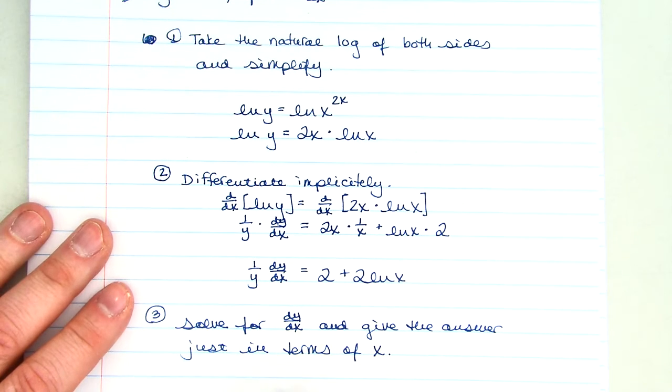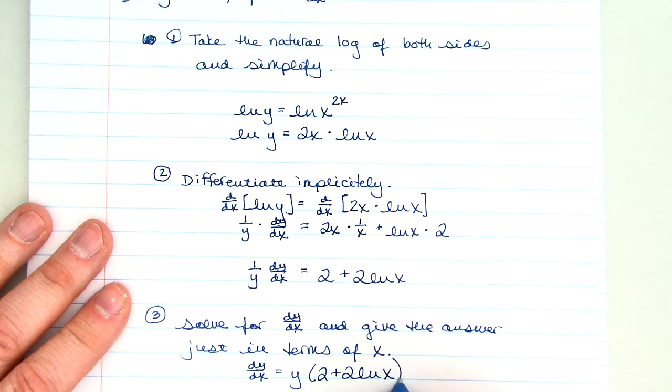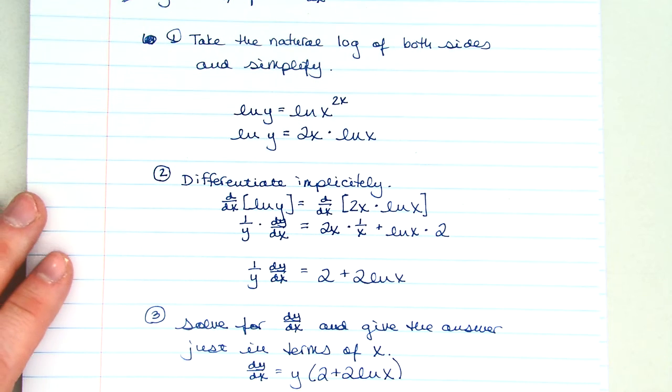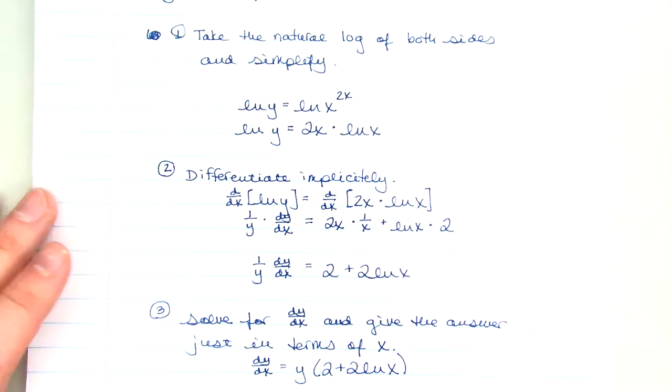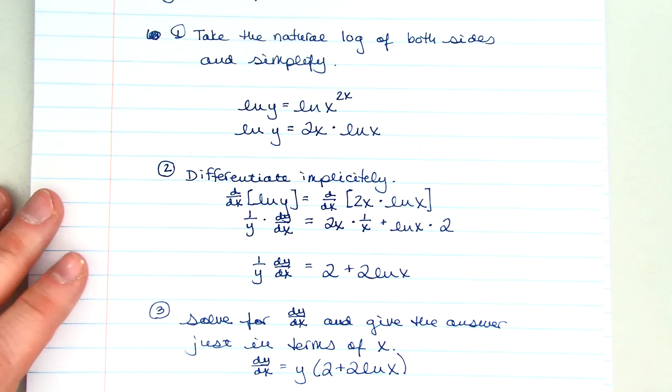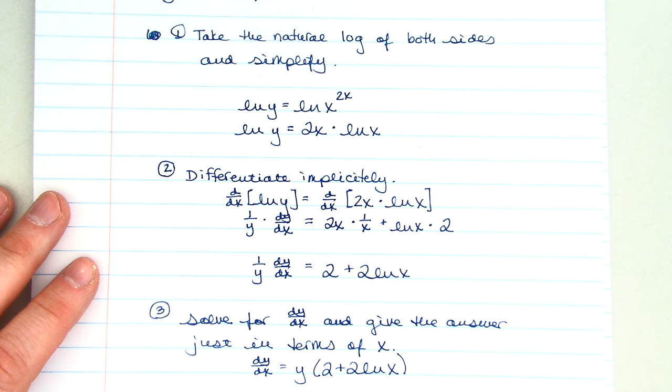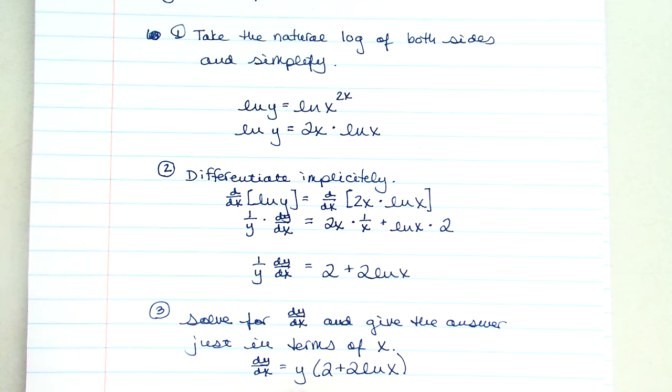Okay, so I'm going to multiply both sides by y, and I'm going to get dy/dx equals y times (2 plus 2 ln x). However, the original problem was an explicit function, y equals something with x's in it, which means my derivative should only have x's in it, shouldn't have a y in there. Any idea what I could do to get rid of that y and get an answer just in terms of x's?